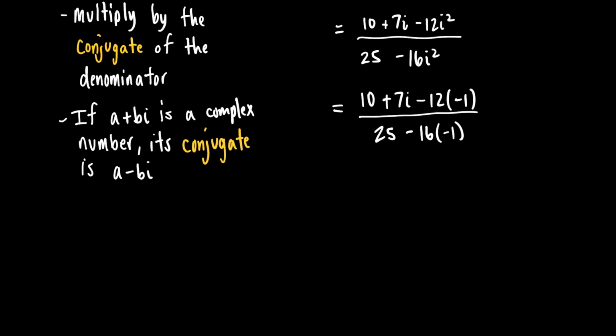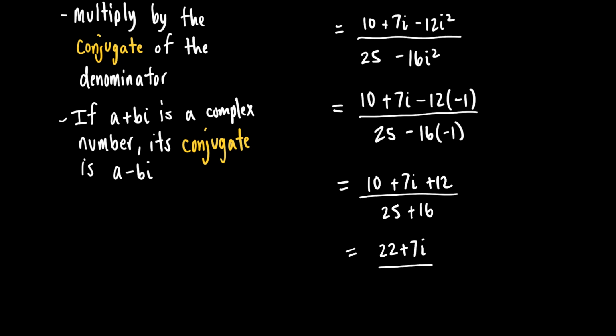And so from here, what do we have? We have 10 plus 7i plus 12 over 25 plus 16. So this is going to be 22 plus 7i over 41, which doesn't look like a complex number, but think about it for a second.